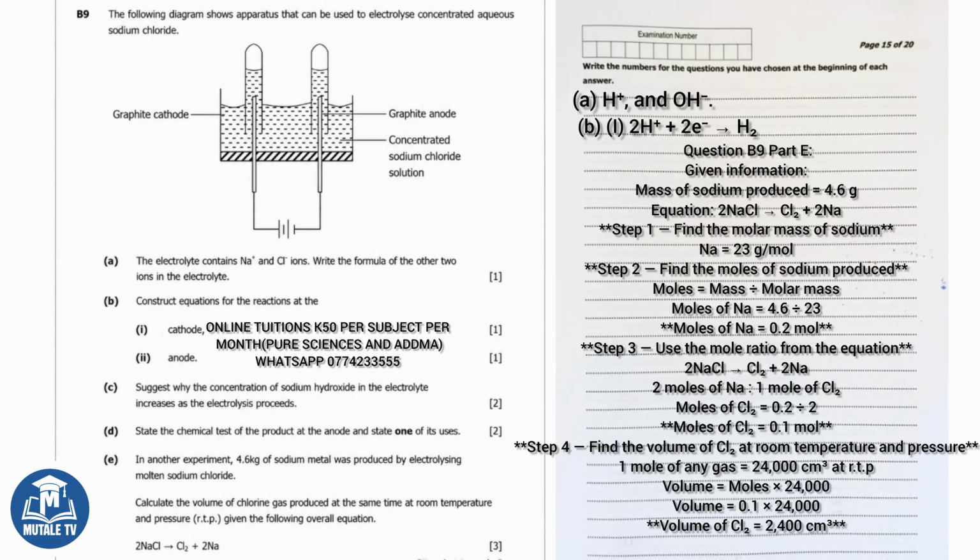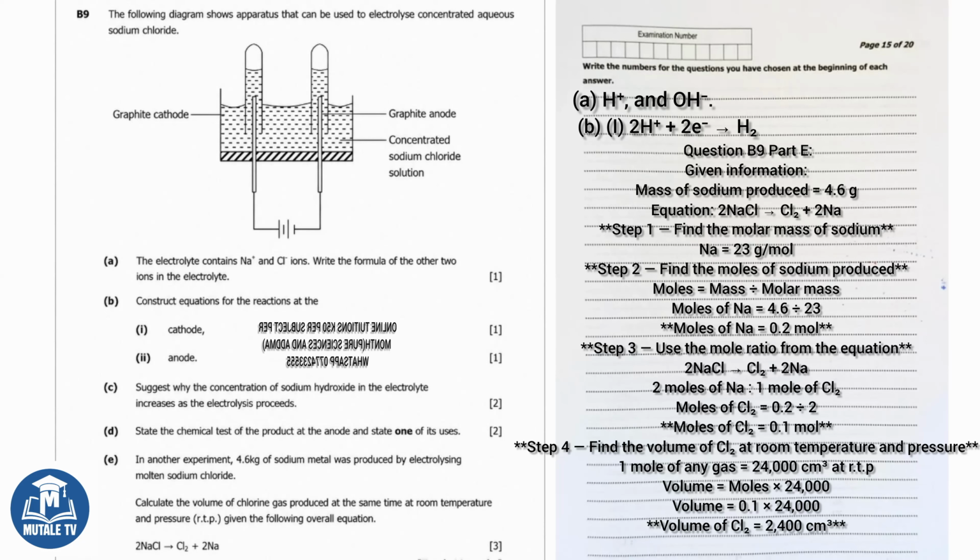First, find moles of sodium produced. Molar mass of Na is 23 grams per mole. Moles of Na equals 4.6 divided by 23 equals 0.2 moles. From the equation, 2 moles of Na is produced alongside 1 mole of Cl2. So moles of Cl2 equals 0.2 divided by 2 equals 0.1 moles.